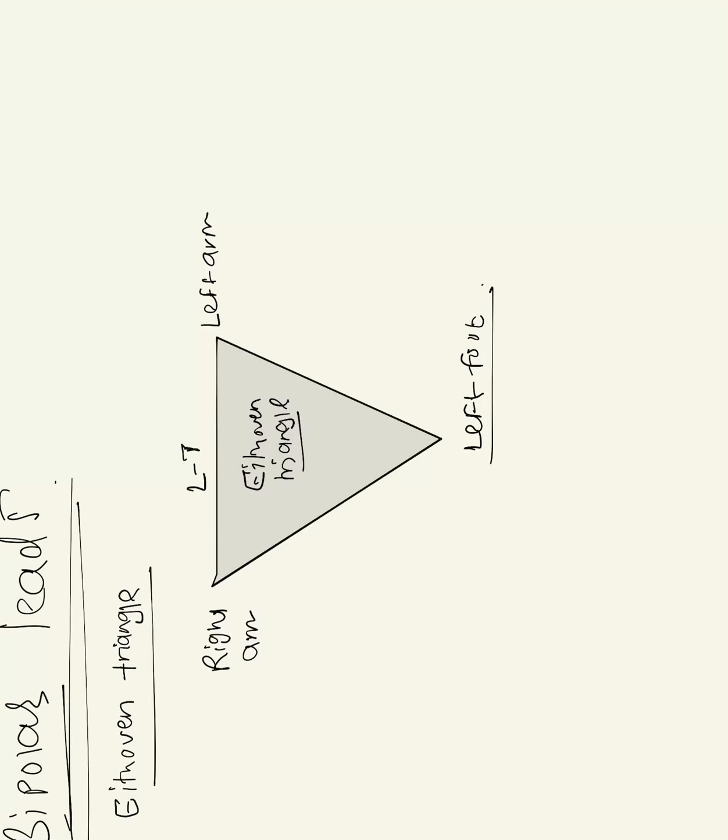There are specific charges to it. Let us suppose this is negative, this is positive, and here it is positive, right? The right hand we have to neutralize. So the left hand we take as negative, here it is positive, here it is negative, right? So it is the left foot, left arm, right arm. This is the Einthoven triangle. That is the point.